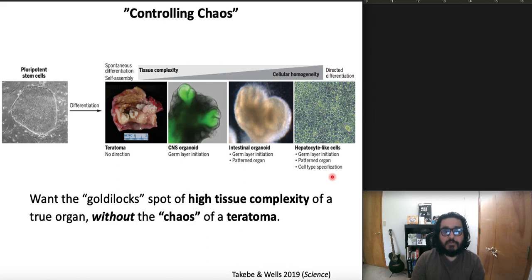So this graph here is a really nice one. It shows you, I'll take you through it in more detail on the next few slides.